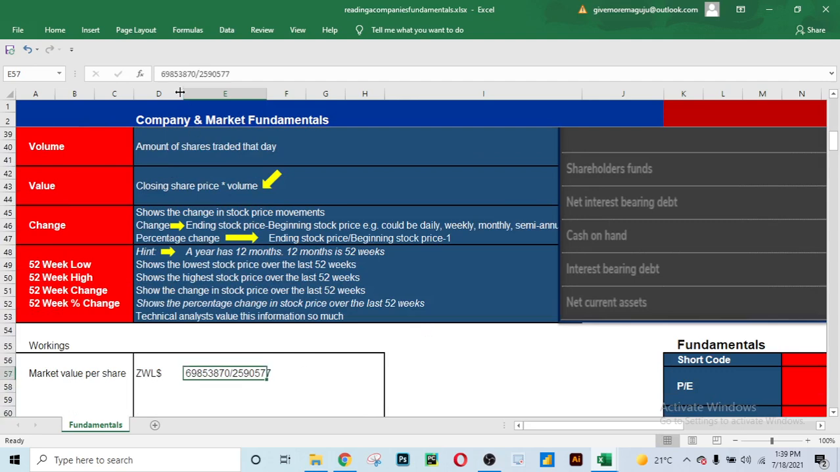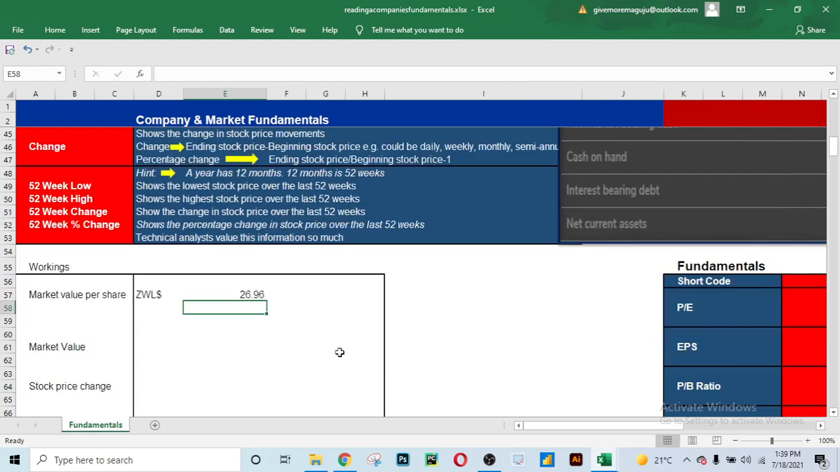Okay, I see where I've gone wrong. I should have inputted an equal sign. If you want to perform a mathematical operation in Excel, first specify an equal sign. If we do that, you see this is the share price, which is 26.96 Zimbabwean dollars. This figure is not in cents.